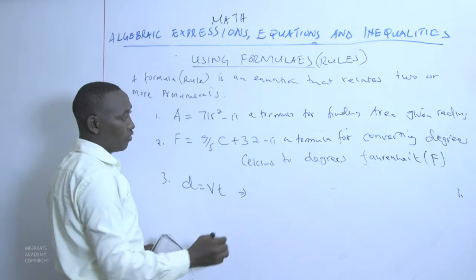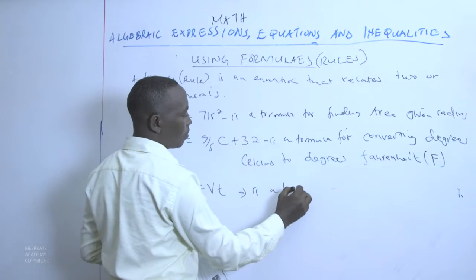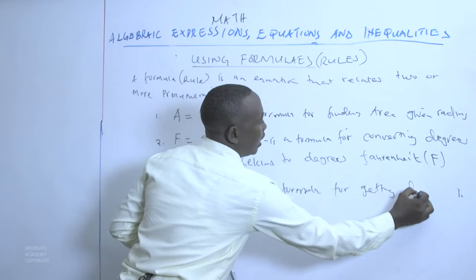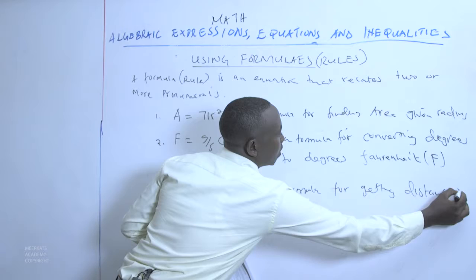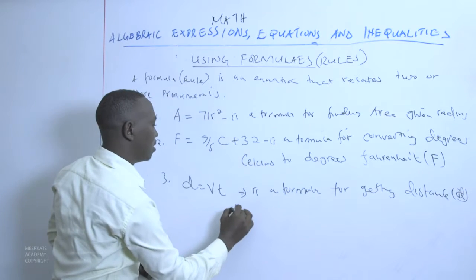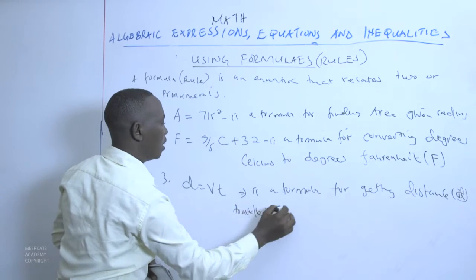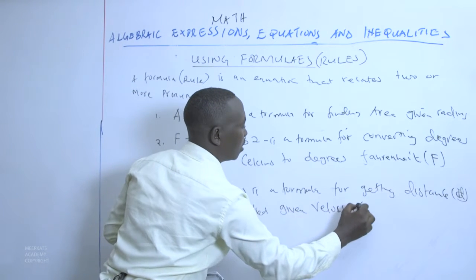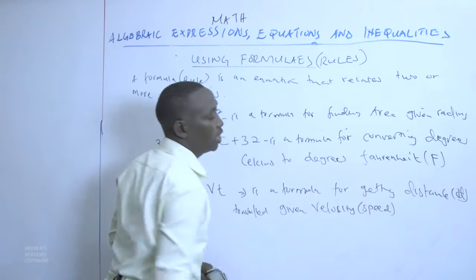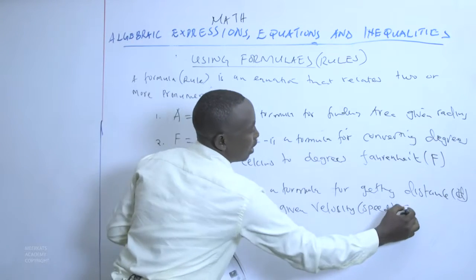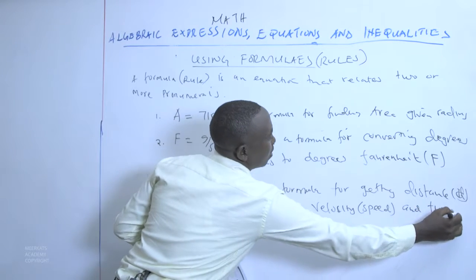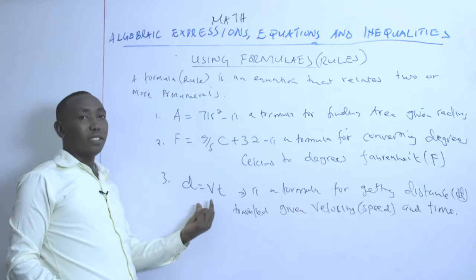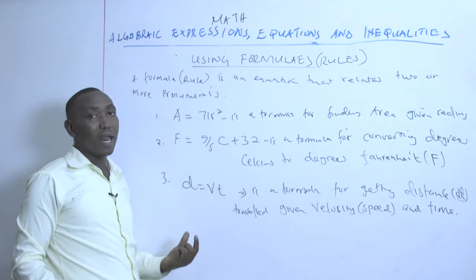So this is a formula for getting distance traveled given velocity. The other name for velocity is speed if it is not in a specified direction, and time. So d, or the distance, is actually dependent on the velocity and time.